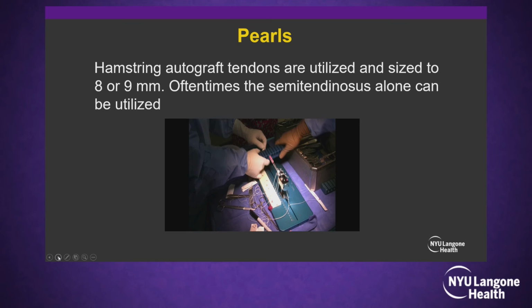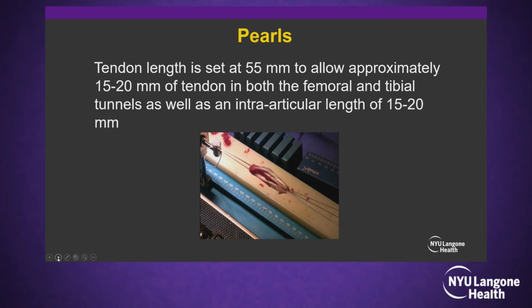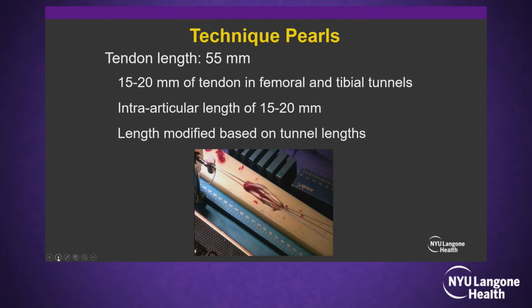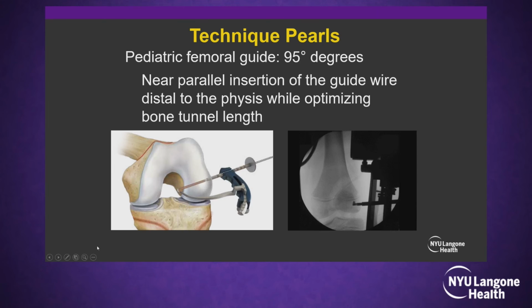For me, I'm harvesting both the semi-T and the gracilis, and I'm getting 8 or 9 all the time. And I think for me, that's critical. You can't just use a 7 or a 6 in these patients. They're going to fail. Depending on the technique, you've got to get a special length. But the idea is to really take these two tendons and make them one, and use a lot of suturing to make them one.